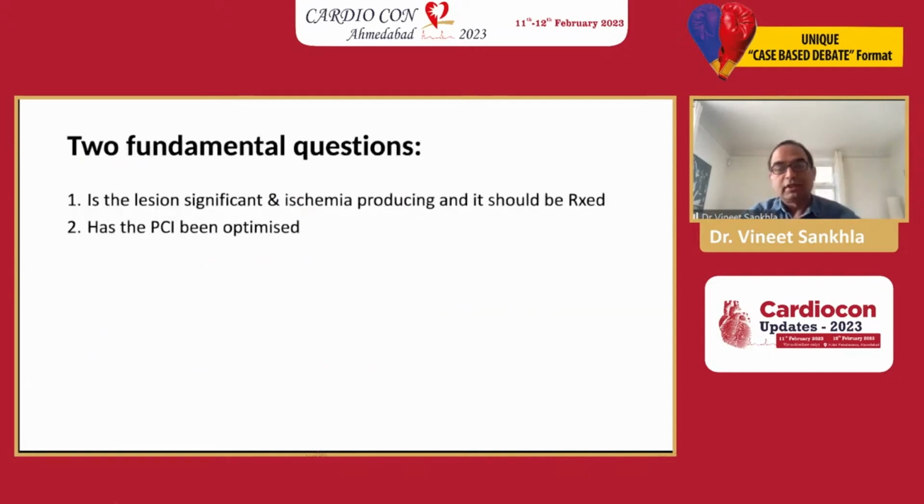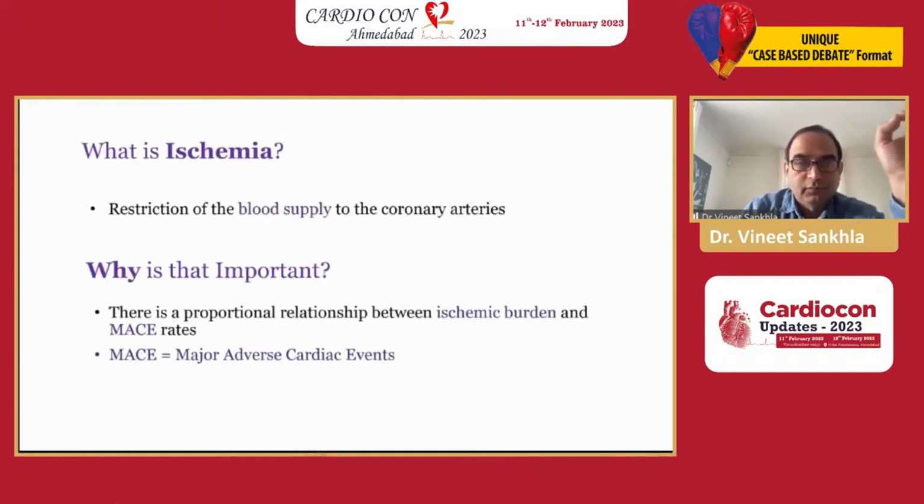So is the lesion significant or not? That is, we have to decide, because it's an intermediate lesion. And we know that angiography may be dicey here, may not show the perfect severity of the lesions. So is the lesion significant? Is it producing ischemia? That is the first fundamental question. And has the PCI been optimized? Because if you do not optimize the PCI, it will not matter even if you offer a stent or not. That is very, very important. These are the two fundamental questions we have to always answer.